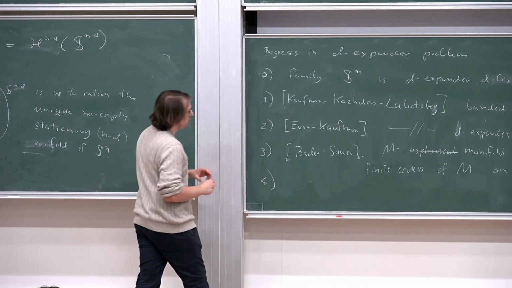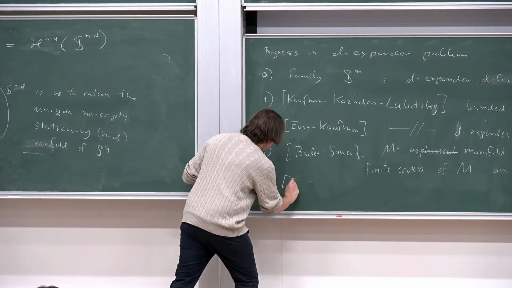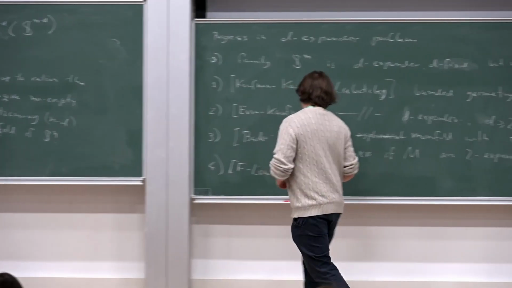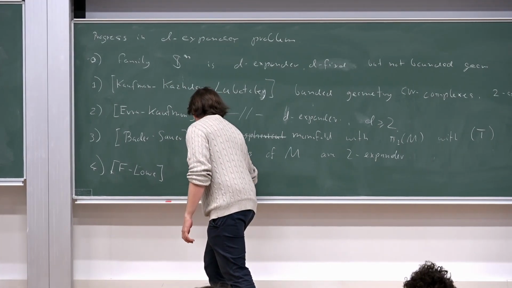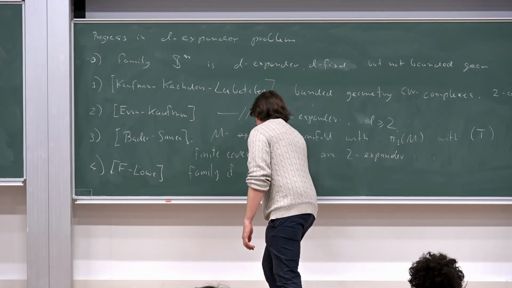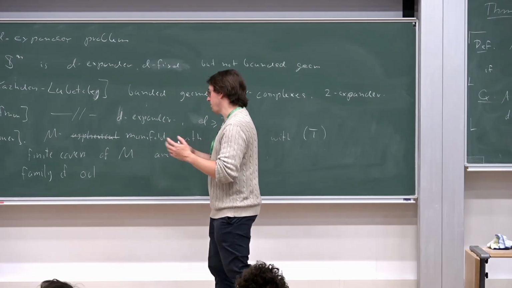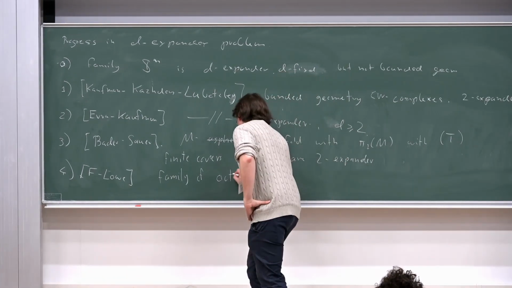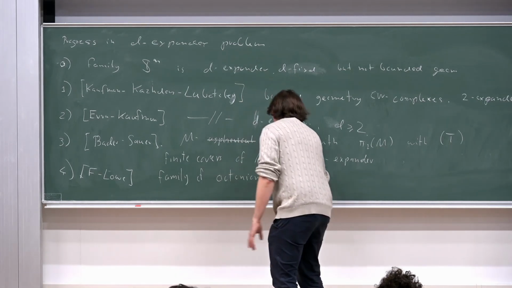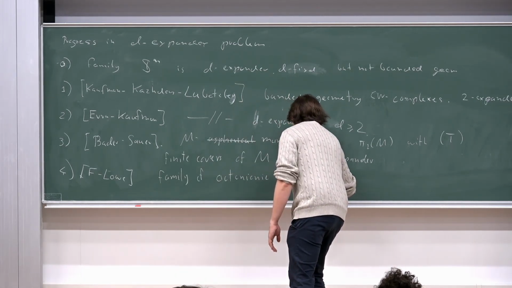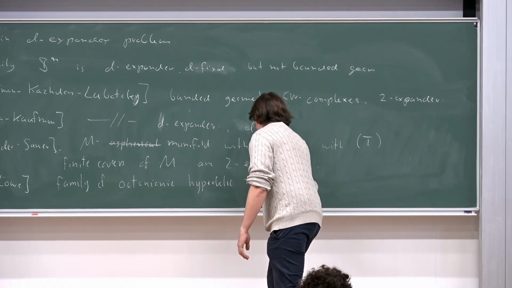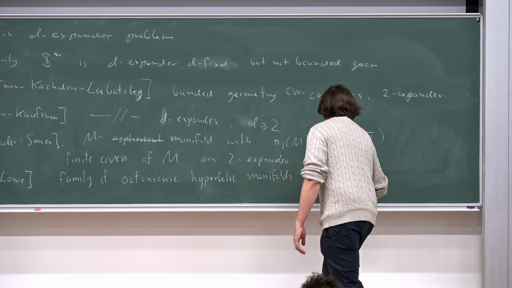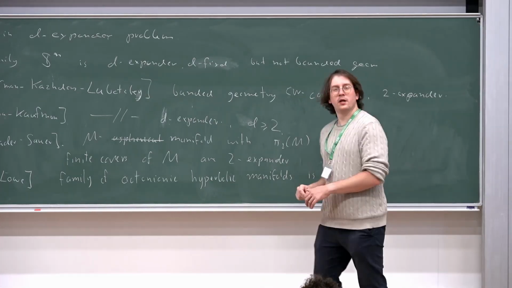And then in a joint work with Ben Lowe, we used this minimal submanifold approach to show that the family of octonionic hyperbolic manifolds, which are a certain type of locally symmetric spaces of rank 1, is also a 2-expander family.